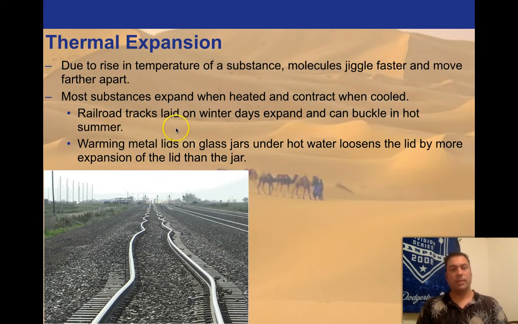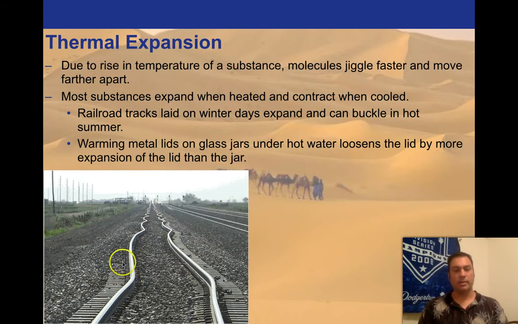So one of the places where we see this are railroad tracks. Laid on winter days, they expand and can buckle in the hot summer. And so here we see exactly this. This is rail buckling all the way up and down here. This is a real problem. This rail here is all expanded out, and this will have to be fixed. Otherwise, you're going to have a derailment. Imagine if this beam over here didn't move with this one.